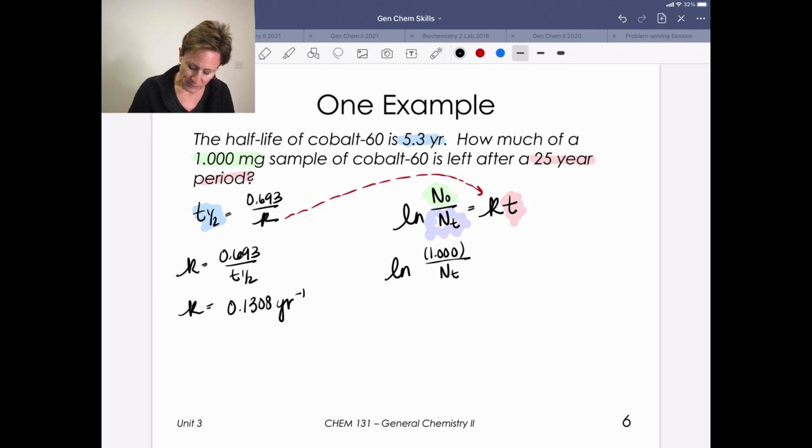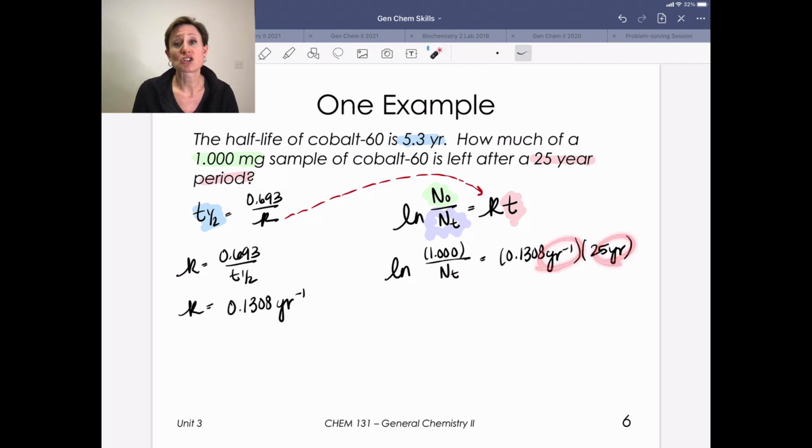We're going to solve for n sub t, how much is left. We've got 0.1308 reciprocal years times 25 years has passed. So you'll notice here, again, this is why it's important that we match these units. The problem might have an added level of difficulty if these aren't the same units. So we do want to put those units in to make sure that we're matching that.